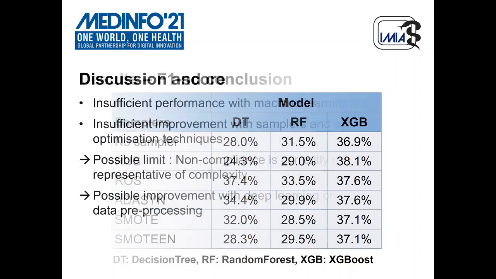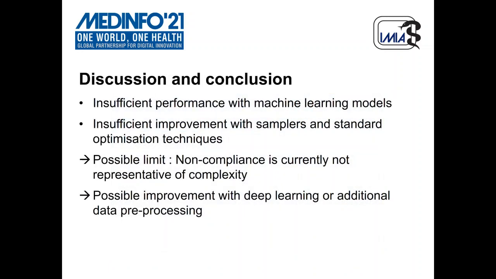In summary, we did not obtain models with sufficient performance to classify complex cases, with globally low F1 scores. We tested multiple samplers to correct data imbalance, combined with standard optimization techniques, such as hyperparameter tuning and feature selection, but we didn't get enough improvement to have a usable model. In some cases, using samplers even worsened model performance. So there are several possible hypotheses for those results.